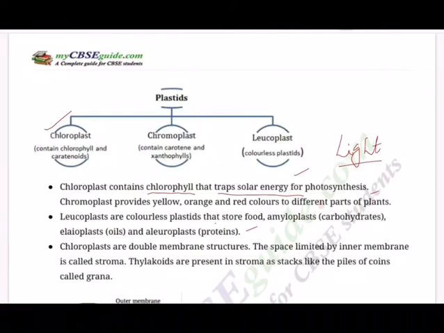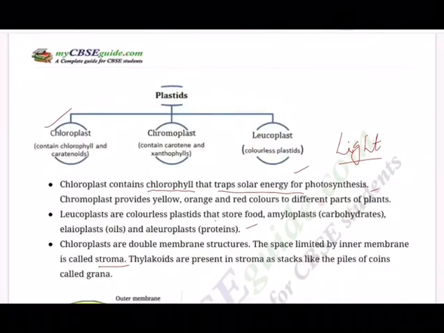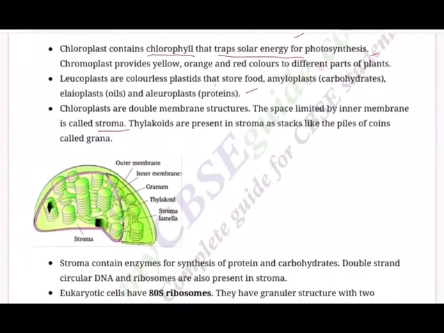Chloroplasts are double membrane structures, just like mitochondria. The space is limited by the inner membrane, called stroma, and the thylakoids are present in the stroma as stacks like piles of coins, called grana. Now, the transverse section (TS) of plastids reveals that any plastid is made up of two membranes, as you are seeing: outer membrane, inner membrane, and inside you have bag-like structures.